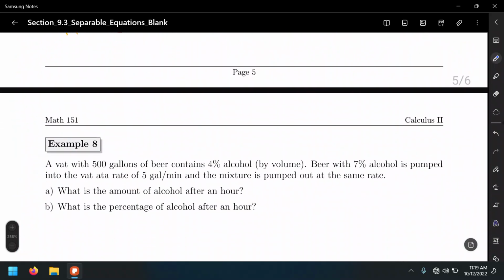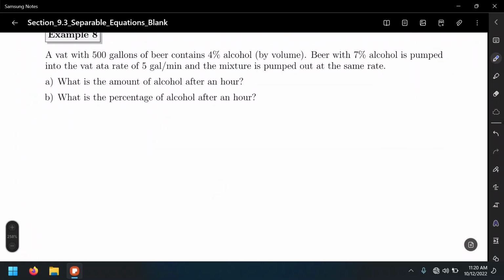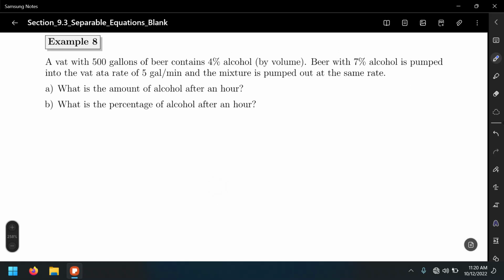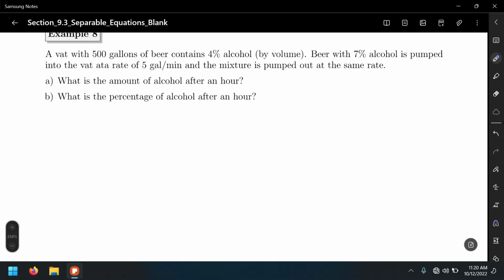For the second example, we have a vat with 500 gallons of beer that contains 4% alcohol by volume, and this is what's going to happen. Beer with 7% alcohol is pumped into the vat at a rate of 5 gallons per minute, and the mixture is pumped out at the same rate. There's a couple of questions here. Number one, they're asking for an expression to find our amount at any particular time, but they're asking us for the amount of alcohol after 1 hour, and also the percentage of alcohol after 1 hour.